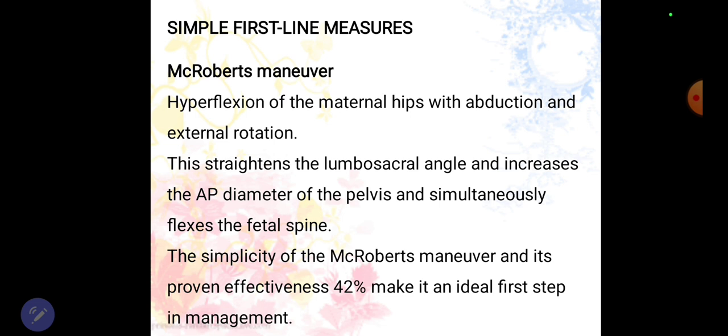management. When you suspect shoulder dystocia, do gentle axial traction, then confirm shoulder dystocia. After calling for help, start with McRoberts maneuver.